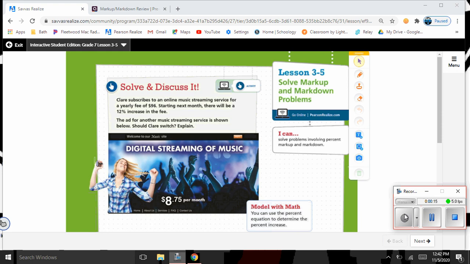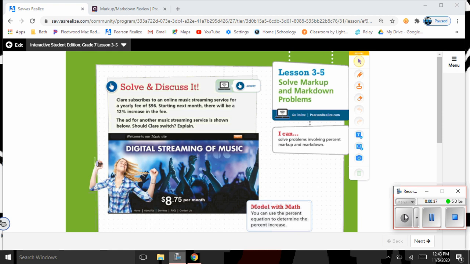Okay, so if I take a look at this particular problem, we've got Claire subscribing to a music streaming service for a yearly fee of 96 bucks. Starting next month, there's going to be a 12% increase in the fee. And then the ad for another music streaming service is shown below. Which one should she switch to? All right, so you need to grab a calculator out there.